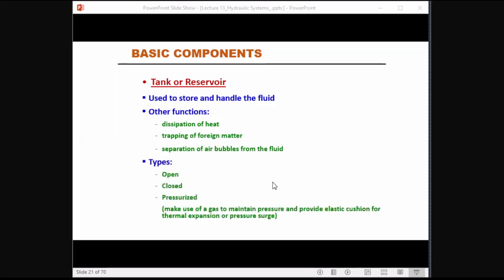Okay. These are tank types. You can understand. Tank types: open type, closed type, pressurized type.